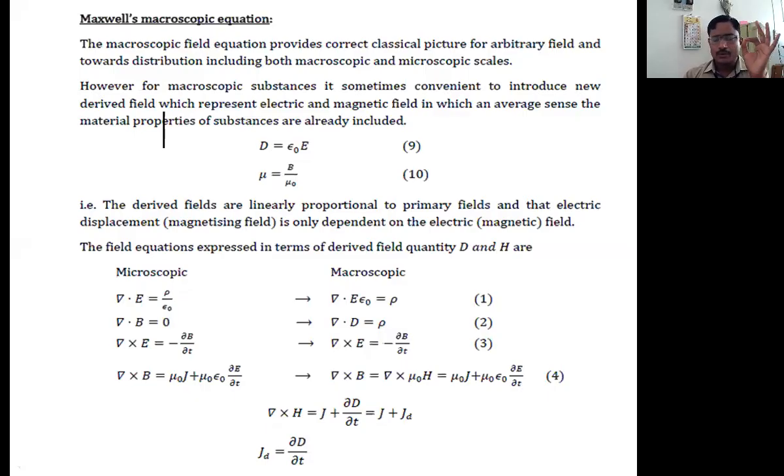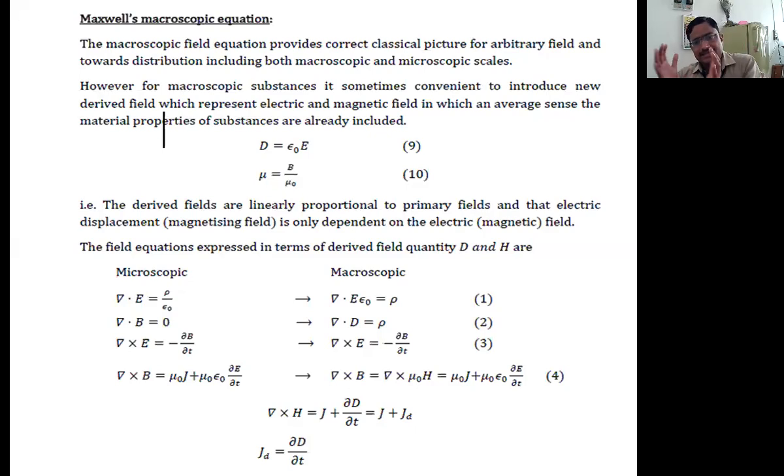So we have the equations. Divergence E is equal to rho divided by epsilon 0. Divergence B is equal to 0. Then we have curl E is equal to minus dou B by dou T, Faraday's law, our third Maxwell's equation. And then curl B is equal to mu 0 J plus mu 0 epsilon 0 dou E by dou T, the fourth Maxwell's equation. These are the microscopic form of the equations.